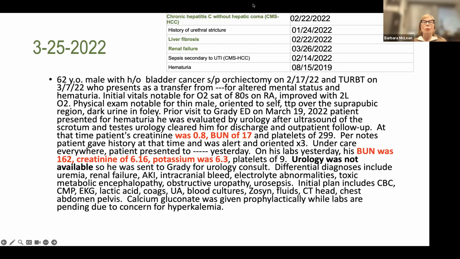Okay, so we don't know for sure. We think he's probably got HRS, right? Because he meets that criteria, right? He does have some shock. He has sepsis. He has other problems, but he has liver fibrosis, chronic hep C, not been in hepatic coma. And we're thinking that this patient may have HRS because he now has renal failure.